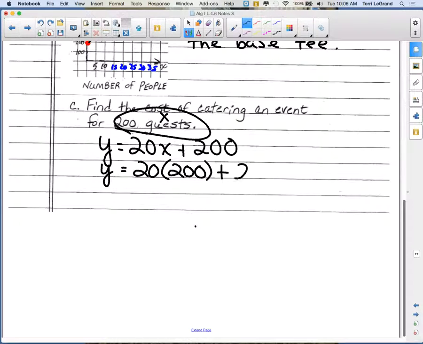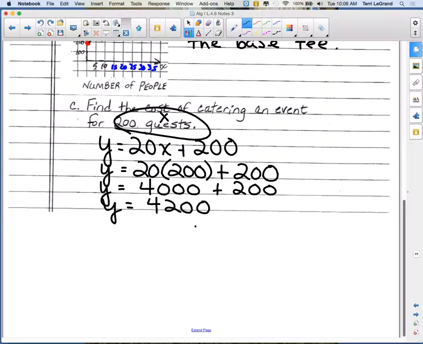Lots of 200s going on in this problem. How much will it cost you to have 200 guests? Apparently you're popular. So 20 times 200 is how much, first of all? 4,000. So now the startup cost, the base fee is looking pretty cheap. It's the 4,000 for feeding all the people that's the expensive part. It's $4,200. We need a label on that. We know that that is the cost for having 200 guests at this function.